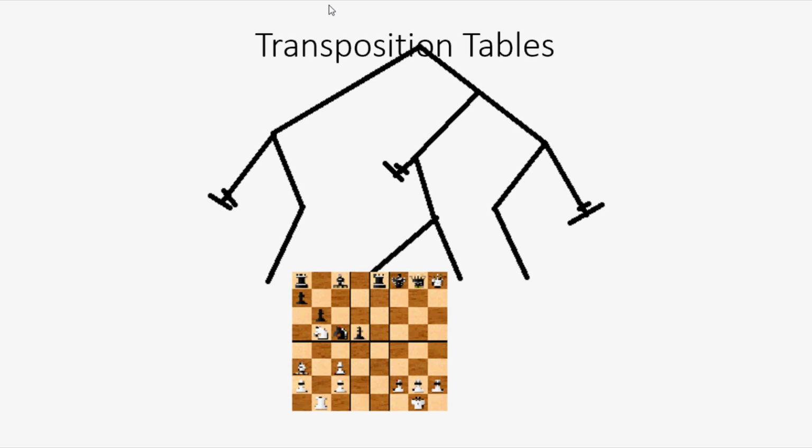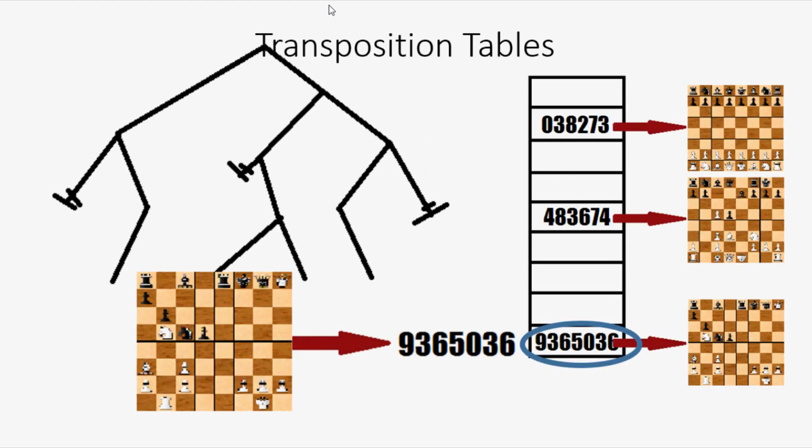So what we do is we take that position and again convert it into a unique number. And the algorithm will be the same, so we'll produce the exact same number for that position. And then we're going to look through the array and say, does that number exist? And we'll look, and at the bottom, that number exists. So now all we have to do is remember what we'd learned about that position.